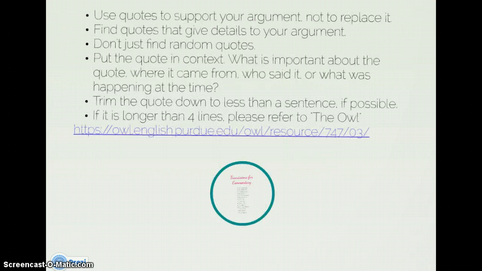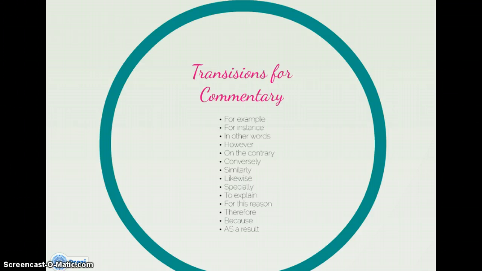So moving on from tips, here are some transitions for commentary. You could use for example, for instance, in other words, however, on the contrary, conversely, similarly, likewise, specifically, to explain, for this reason, therefore, because, and as a result. These are just some of the options for you. You will be provided a handout in class that will help.